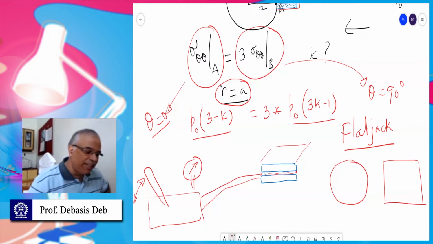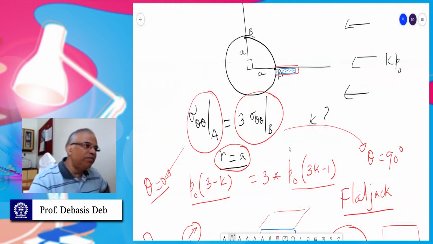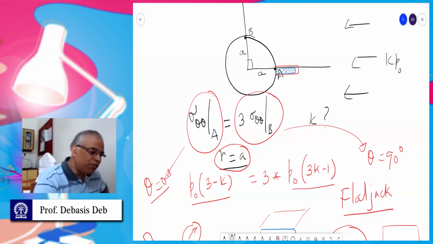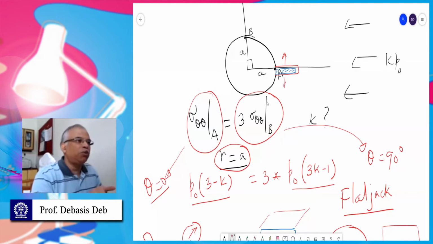Because if you are putting it here, the moment you have opened it, a deformation occurred and we are trying to put it back again. So we again give a pressure in both directions so that whatever deformation has occurred because of this P naught and K P naught, we are trying to put it back.